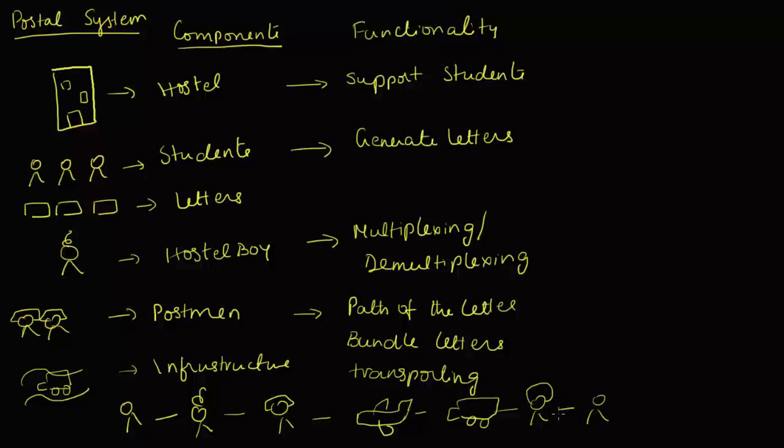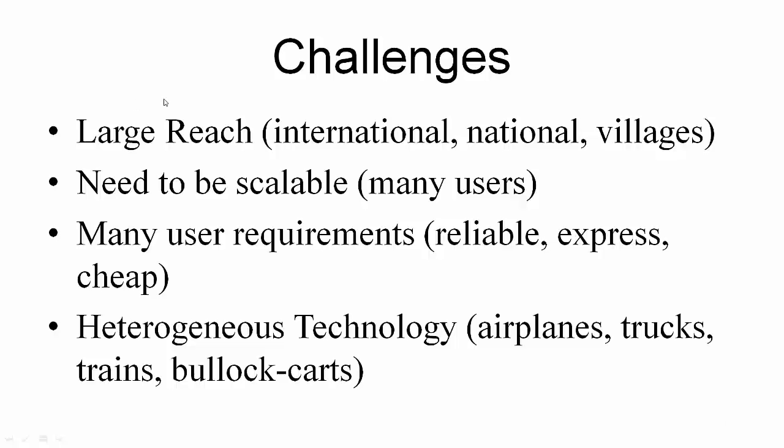So as you can see, the system has a lot of components which execute different functionality to finally get the letter from one person to the other person. Even though the postal system is much simpler than the computer network system, there are many challenges. You should be able to send letters anywhere, international, national, or even villages. Many people are going to use it, and these people will have lot of different requirements.